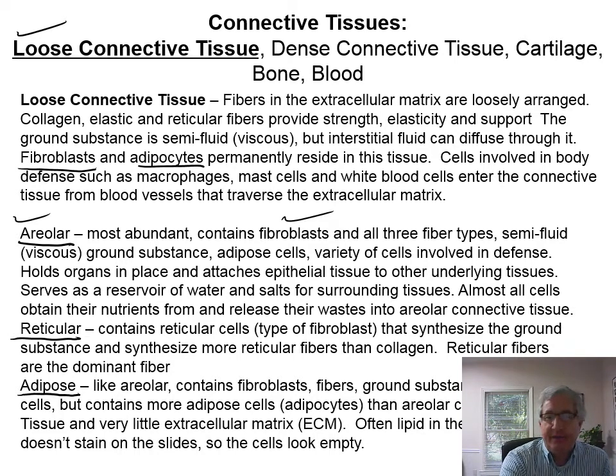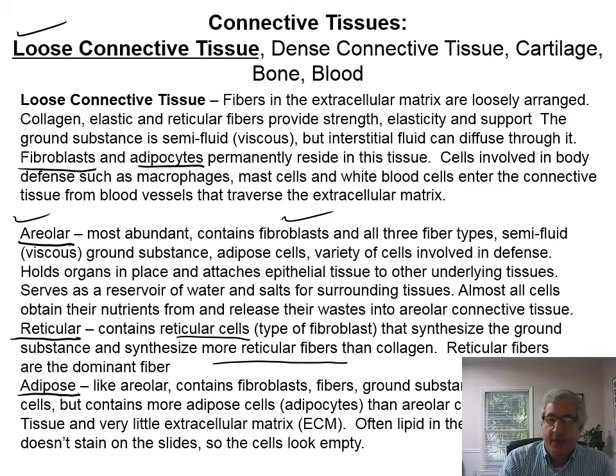Reticular connective tissue contains reticular cells. They're a type of fibroblast, so they produce a reticular fiber and synthesize the ground substance, and this type of tissue has more reticular fibers than collagen. So areolar tissue has all three fiber types, not in equal amounts, but in sort of equal amounts. So you have reticular fibers and collagen fibers and elastic fibers, all in those. Reticular tissue just has a lot more reticular fibers than it does collagen. Reticular fibers are the dominant fiber in reticular tissue.